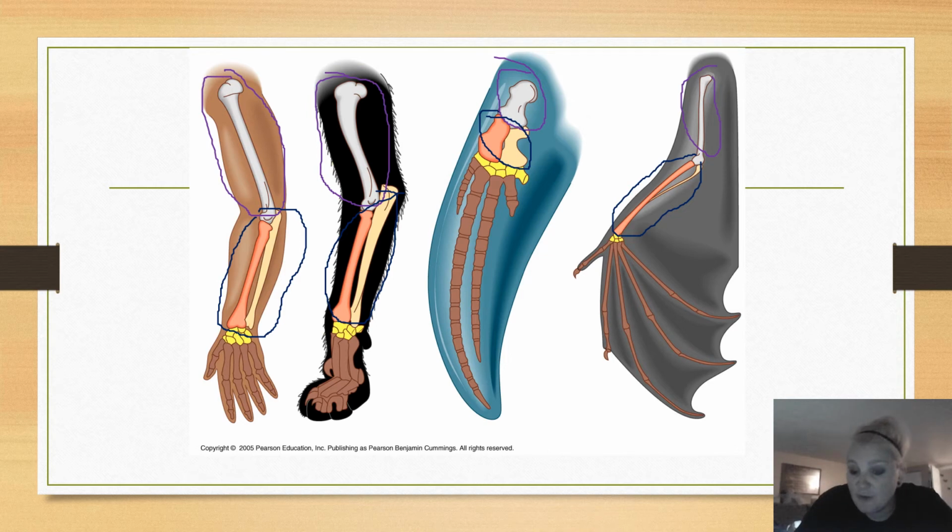And in the dolphin, they're very thick, but they're not very long, so to give more power when they are swimming through the water. But you also see in the yellow, those are like in our wrist, those are the carpals. Those are also present in all of those other organisms as well.